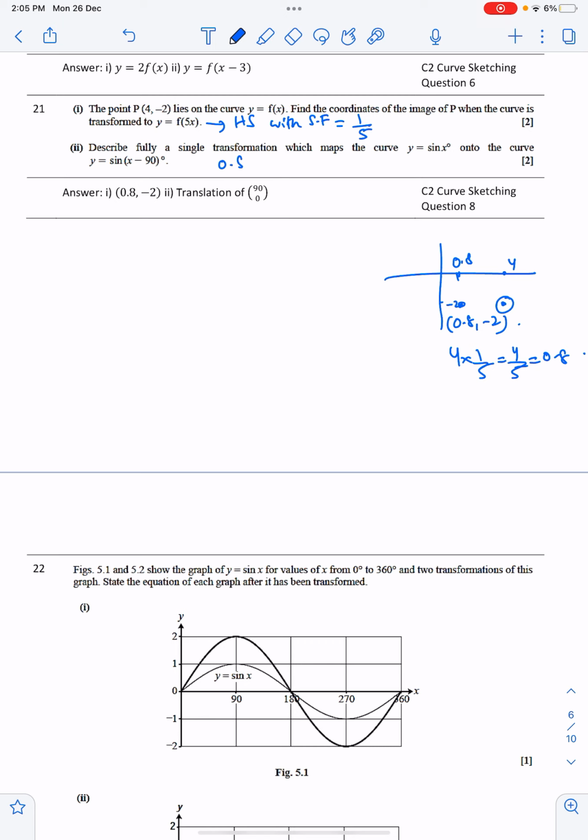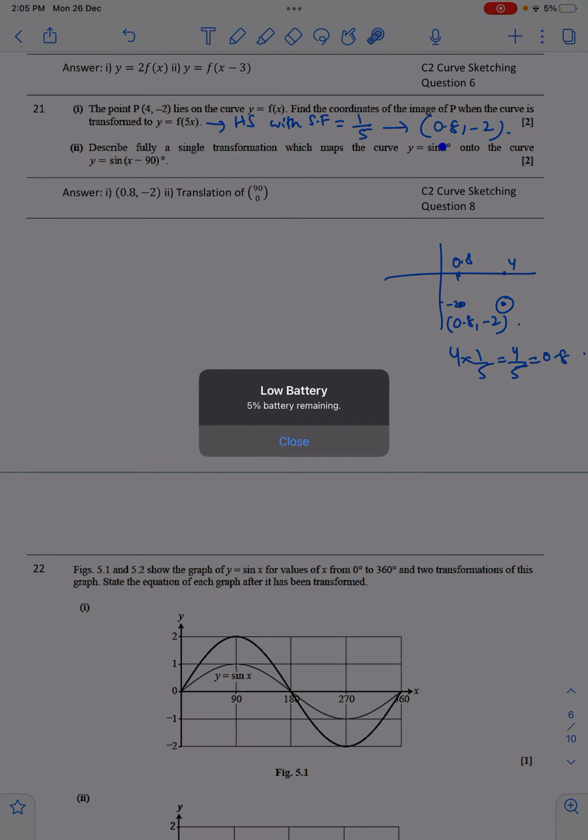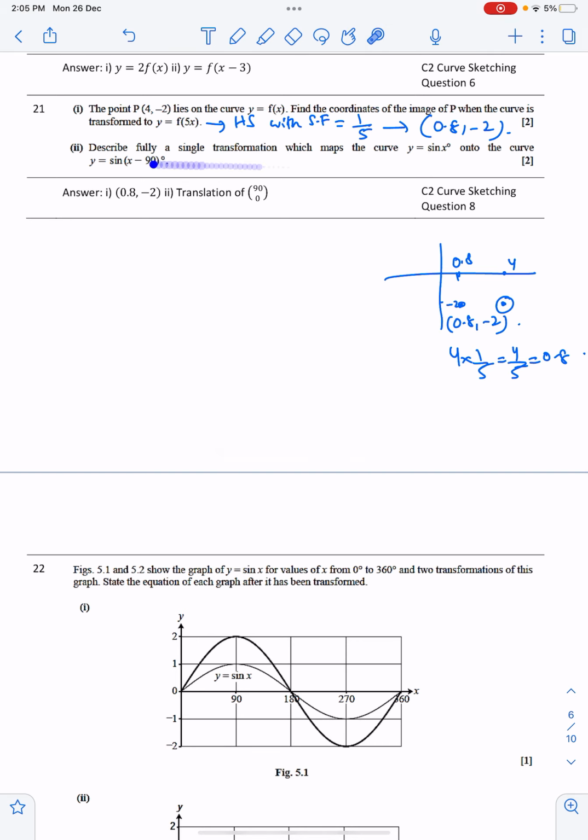So (0.8, negative 2) for the first part, and I am just writing down the answer here, (0.8, negative 2). The second part they are saying, describe fully the single transformation which maps the curve y equals sine of x onto the curve y equals sine of (x minus 90). Now, if you notice, it's a translation going on, and you have to shift the graph 90 degrees to the right. So you can say it's a translation with translation vector (90, 0), because it's a negative sign, meaning it's shifting to the right.